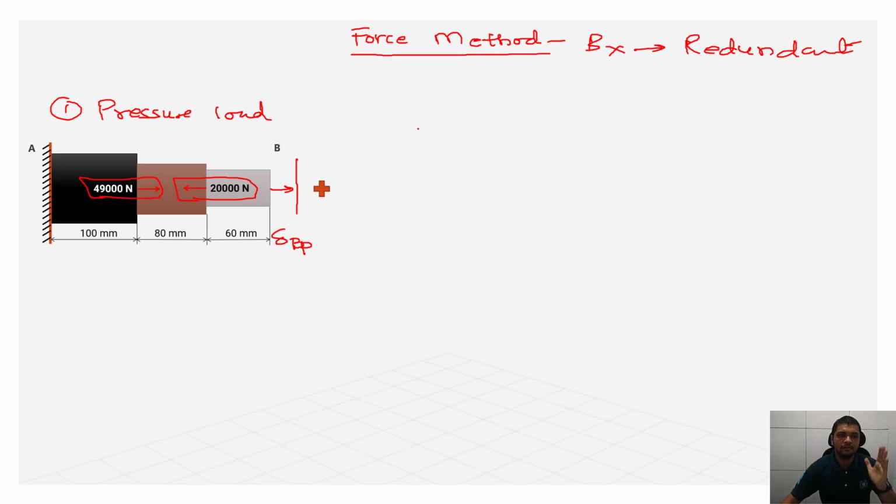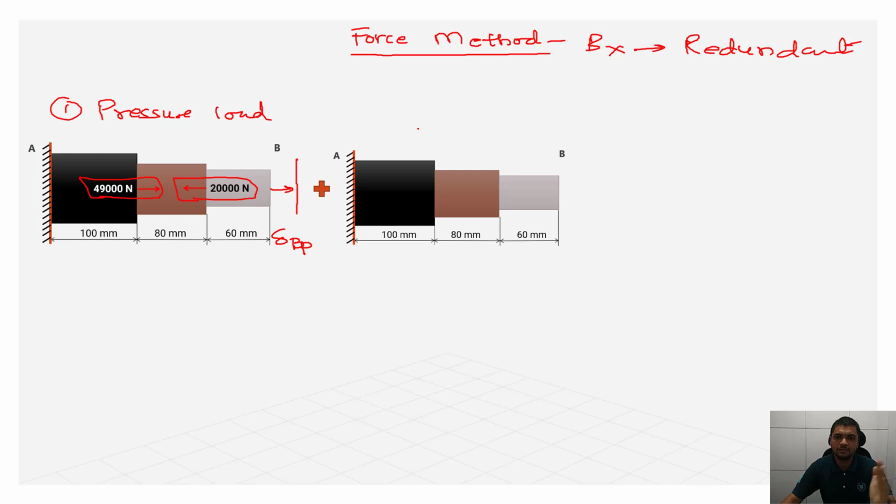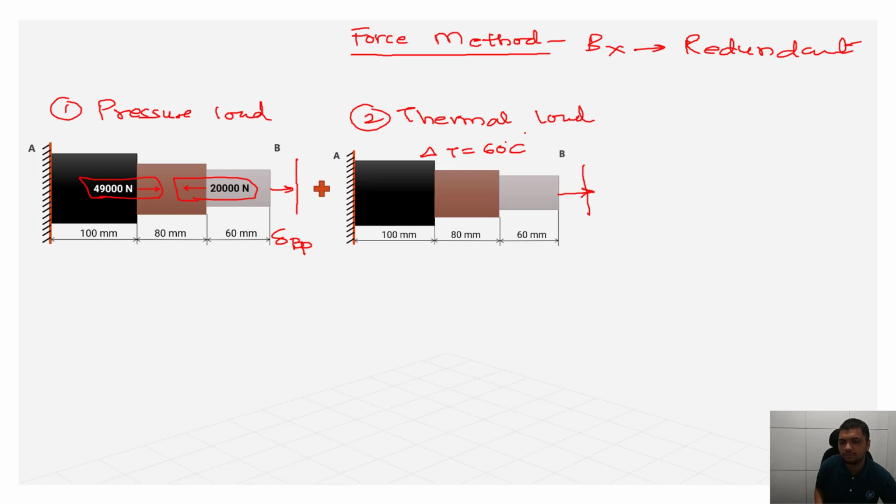Then first we'll consider pressure loads, then we'll consider the second effect in the force method, because of thermal load, right? So we are applying a thermal load of delta T equals 60 degrees Celsius. Because of its heating, it's going to expand. So let's assume that this B end, because of thermal load, is expanded by an amount of delta BT.